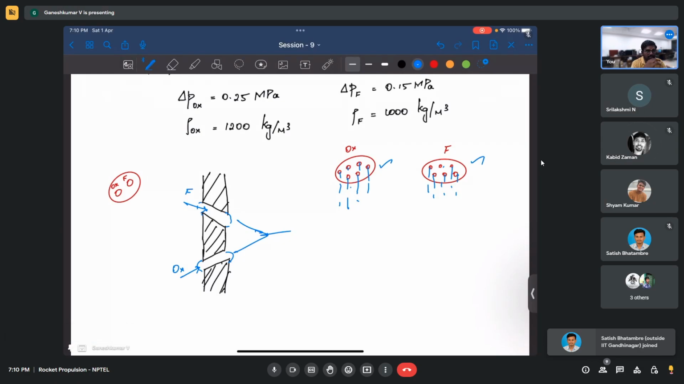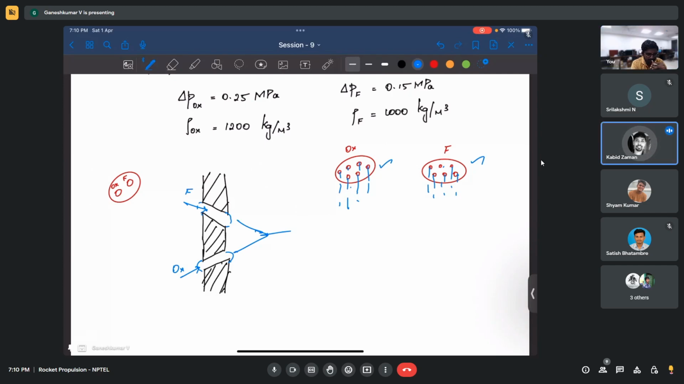The injector just provides fuel and oxidizer into your combustion chamber at a specified mass flow rate. It just provides the fuel and oxidizer into a combustion chamber. This fuel and oxidizer could be hypergolic, and if it's hypergolic, at the time of impingement itself, it starts burning and produces gases. So that has nothing to do with this injector.